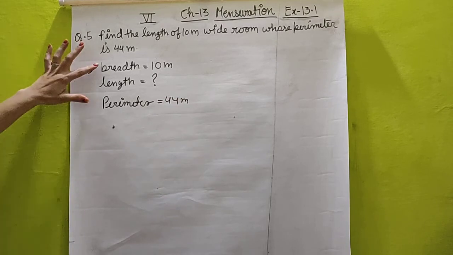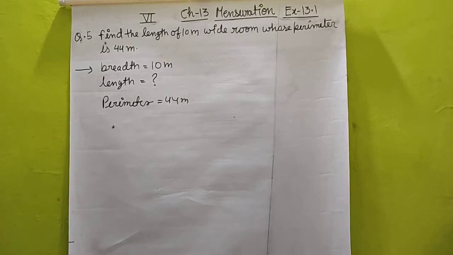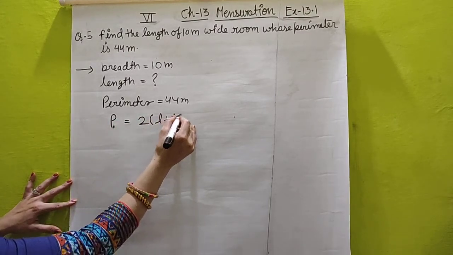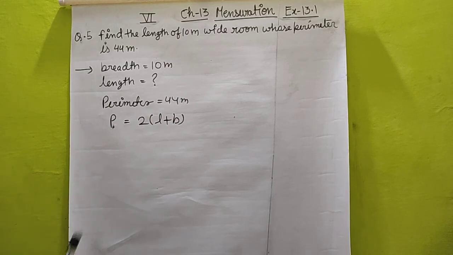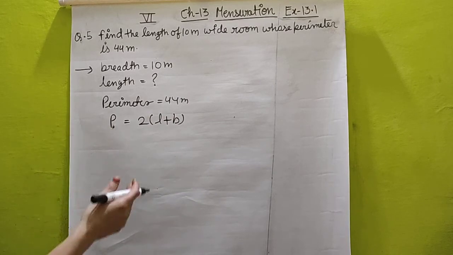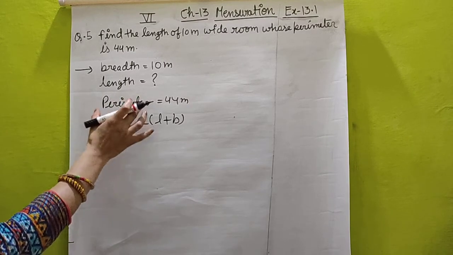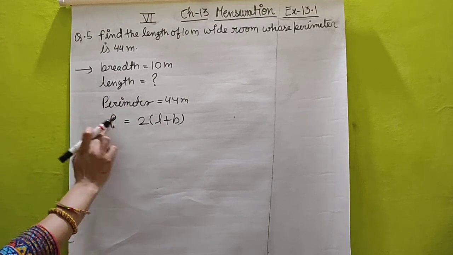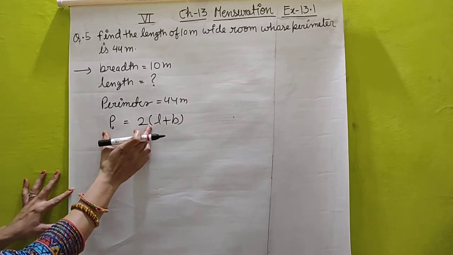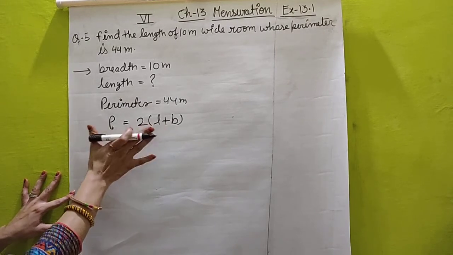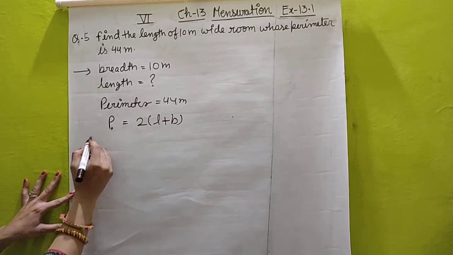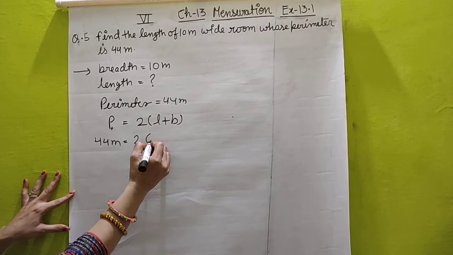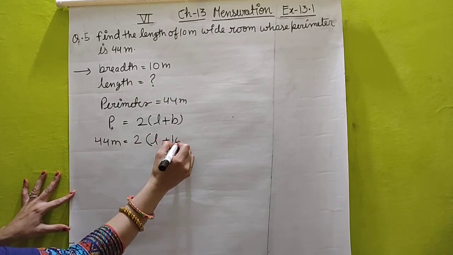Now students, when length and breadth are given, it means this room is in the shape of a rectangle, and you know the perimeter of a rectangle is 2 multiply length plus breadth. Students, in this type of question, you are to start from whatever is given. Suppose perimeter is given, then we write down the formula of perimeter, and suppose area is given, then we start with the formula of area. Now in this equation we write the values: the perimeter is 44 meter, then 2, the length value we don't have so it will be L only, and the breadth is 10 meter.